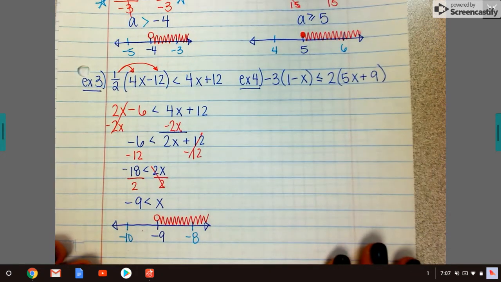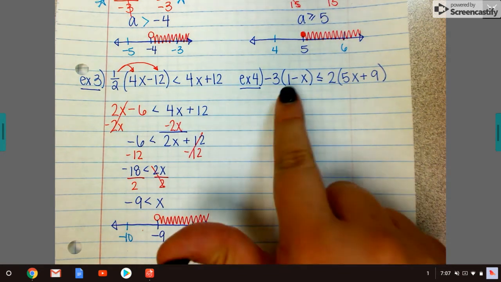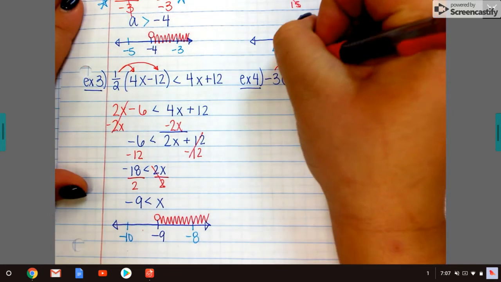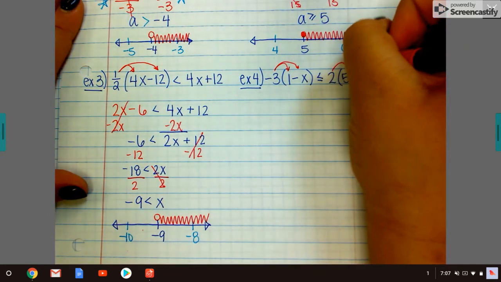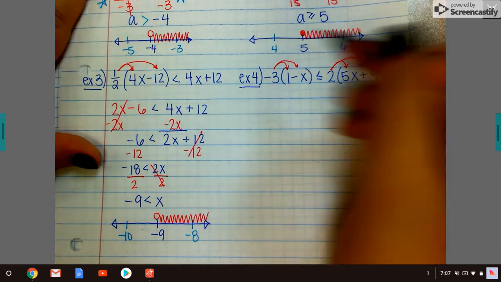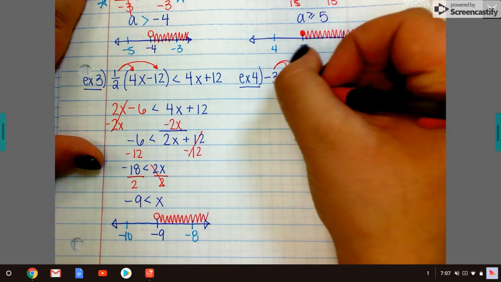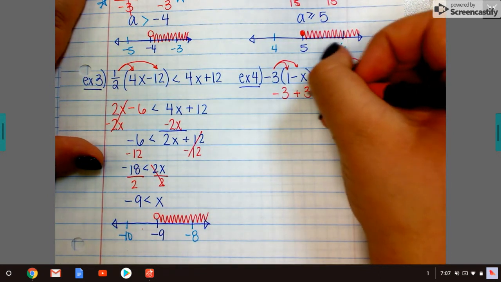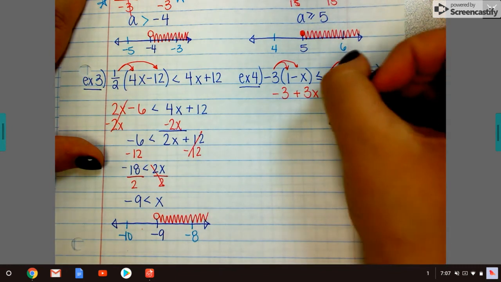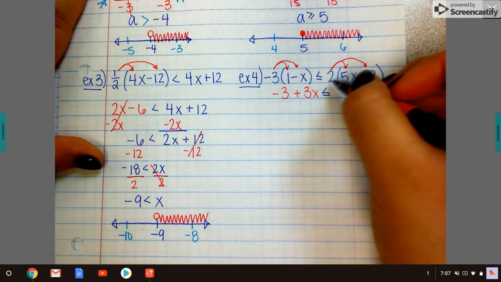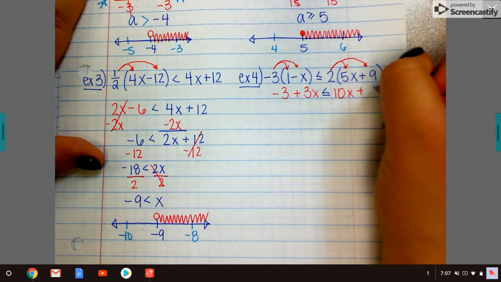Here's our last one. We are working ourselves up. Now we have distribution and variables on both sides. This is the last kind that I'm going to do with you. So let's go ahead and distribute on both sides together. So we'll distribute the -3 in and the 2 in. So I have -3 times 1 is -3. -3 times -x is +3x. The only thing I'm dropping down right now is my less than or equal to. The rest I'm performing. So over here I've got 10x plus 18.